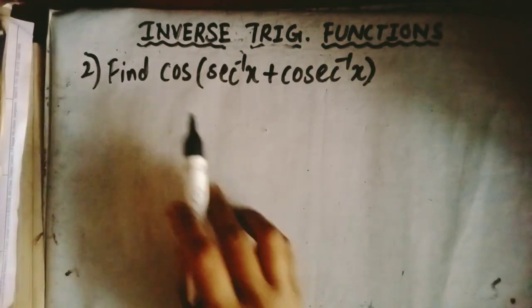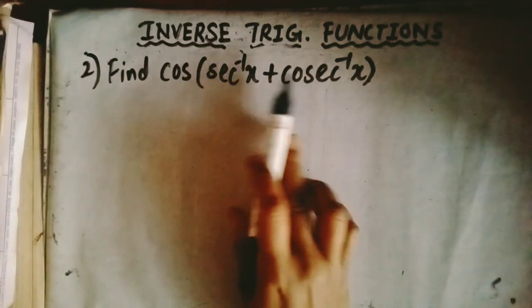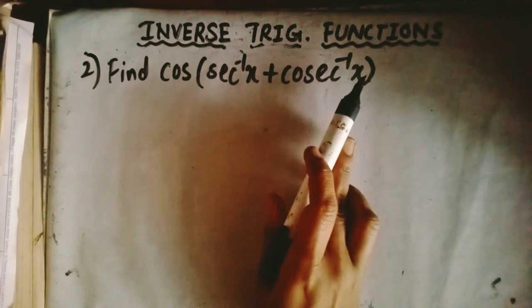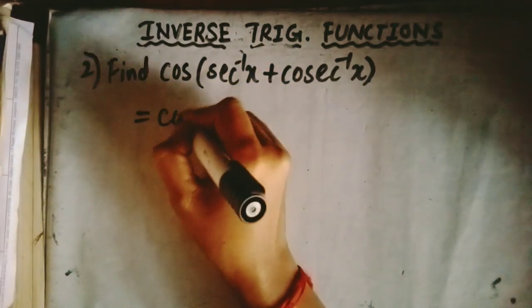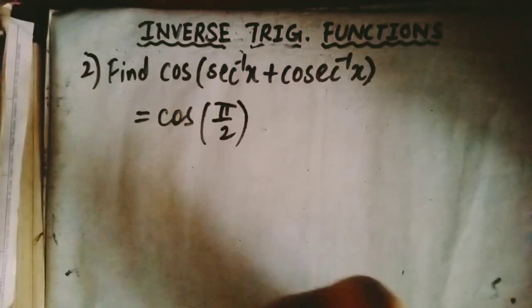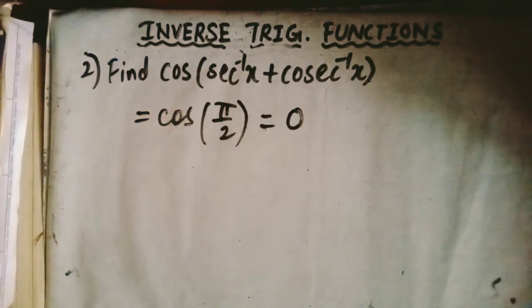Next question is, you have to find the value of this. Okay, now looking at these two terms, you will realize that this is nothing but, using the inverse trigonometric properties, this is pi by 2. This value is pi by 2. So cos pi by 2 is 0. This is the answer. Okay.